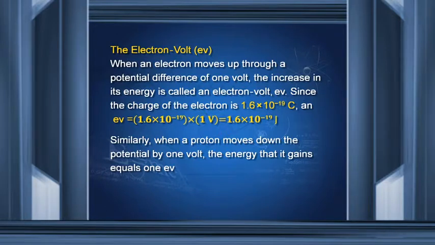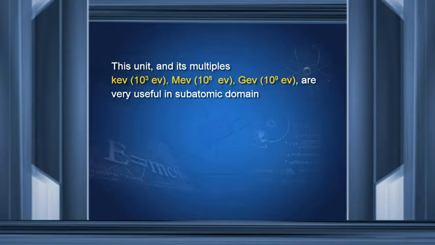And then we have keV, which is 10 to the power 3 times the electron volt. We have MeV, which is 10 to the power 6 times the electron volt. We have GeV, which is 10 to the power 9 times the electron volt. These are units used in atomic physics.